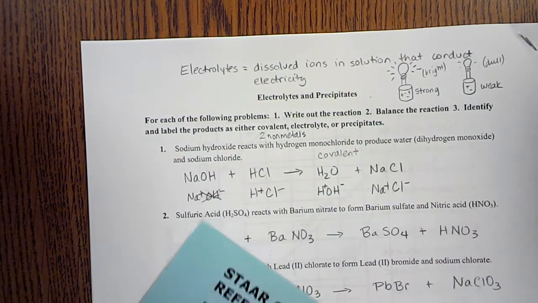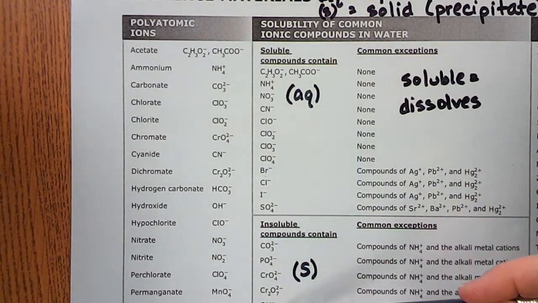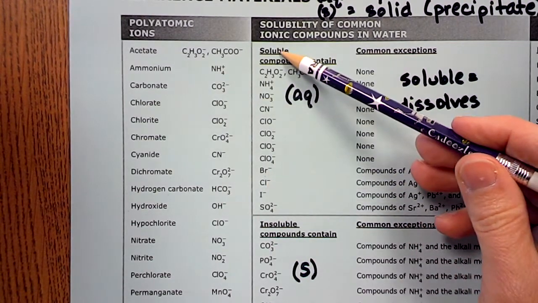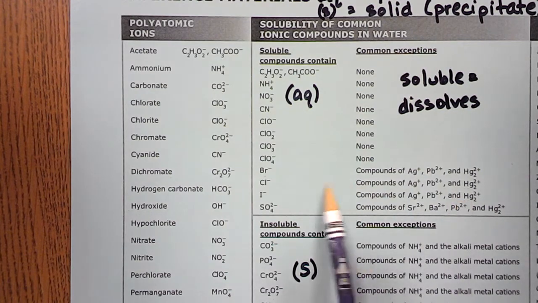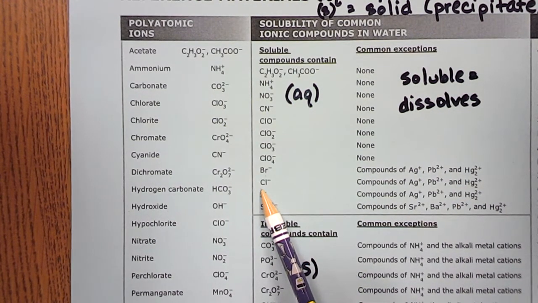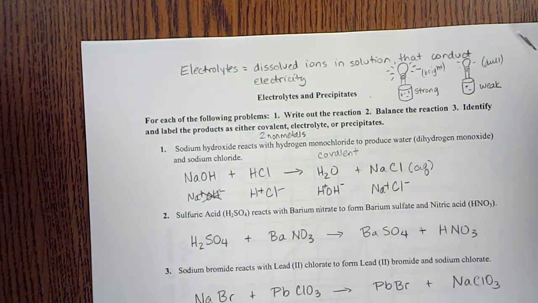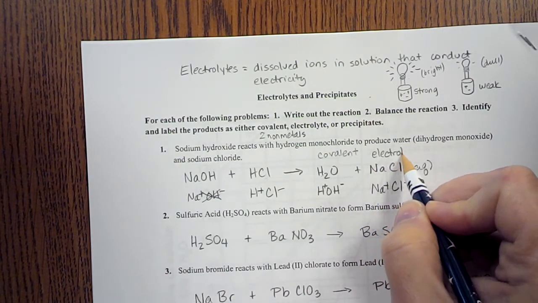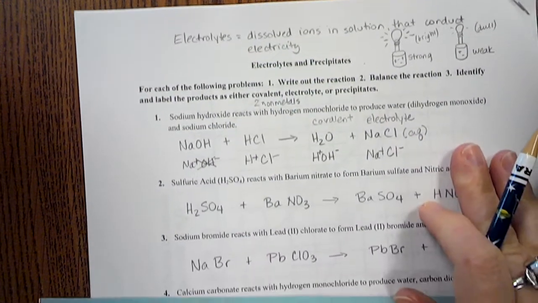So let's look at our chlorine, because our chart is primarily based on the negative parts, the anions. All chlorides are typically soluble. There are some exceptions, silver, lead 2, and mercury 2, but in this case we're with sodium, so it's soluble. Since sodium chloride is soluble, that means it's going to be an electrolyte. So all of the ones that have the AQ at the end will be an electrolyte. So let's look at another one.